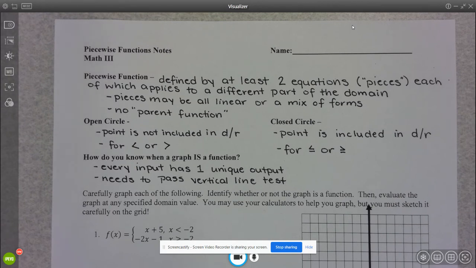Now we will see some continuous piecewise functions. We will also see some discontinuous piecewise functions where I have chunks of these graphs that do not connect. So I couldn't trace the whole thing with my pencil. But in order for it to be a function, it does have to pass that vertical line test, meaning every input has one unique output. So we're going to go through a couple examples together.